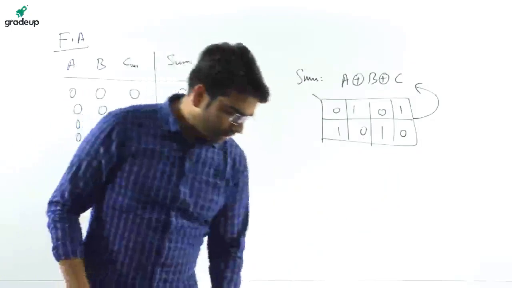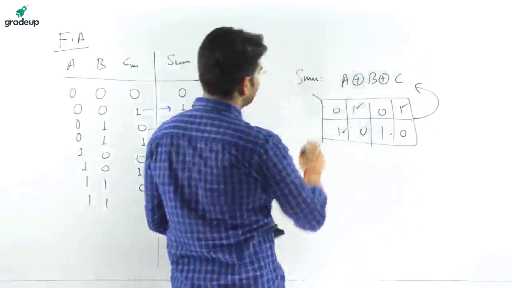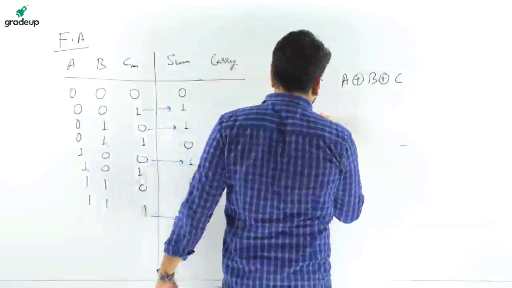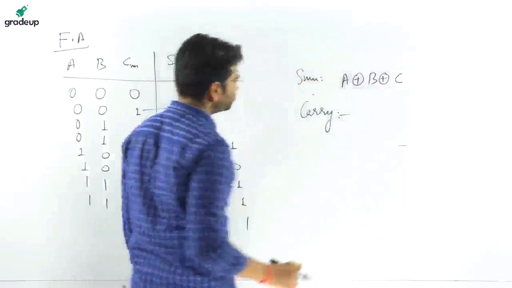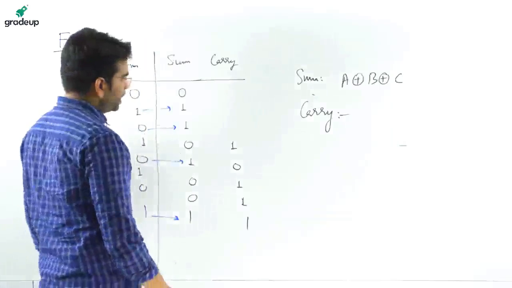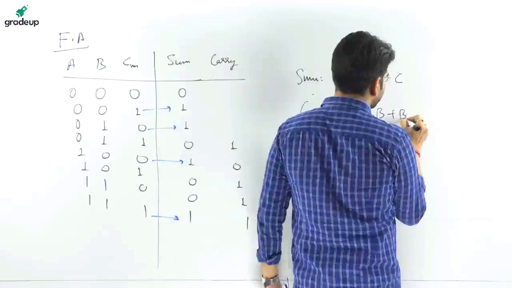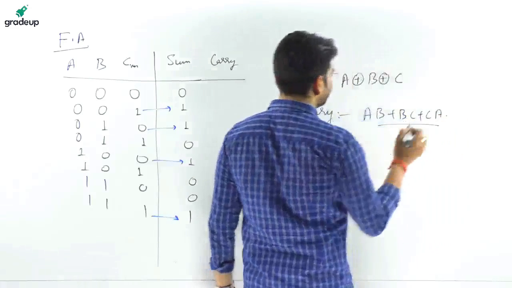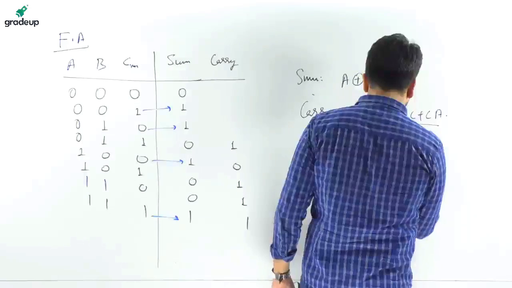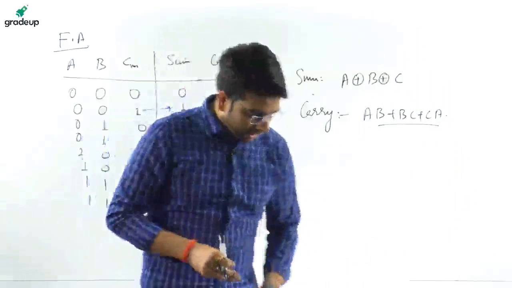Okay, XOR 1 2 4 7. You are going to have some operation. Okay, for carry function, what I would suggest you all is to take it as AB plus BC plus CA. If you reduce it, you will be getting AB plus BC plus CA, and that will be your carry function.